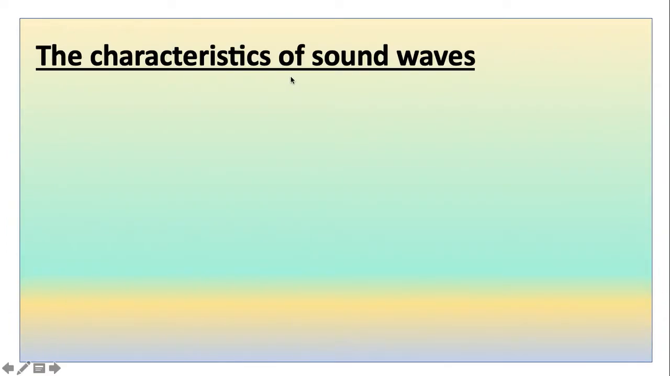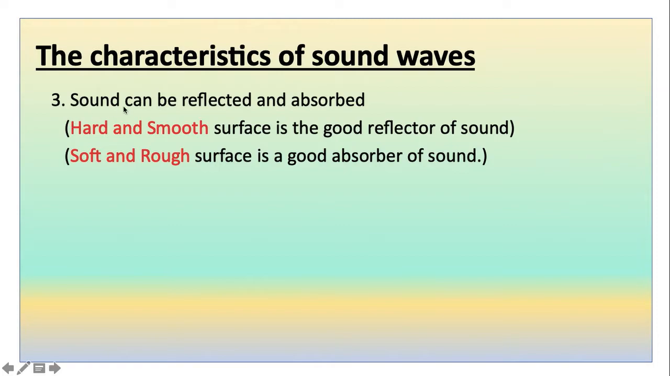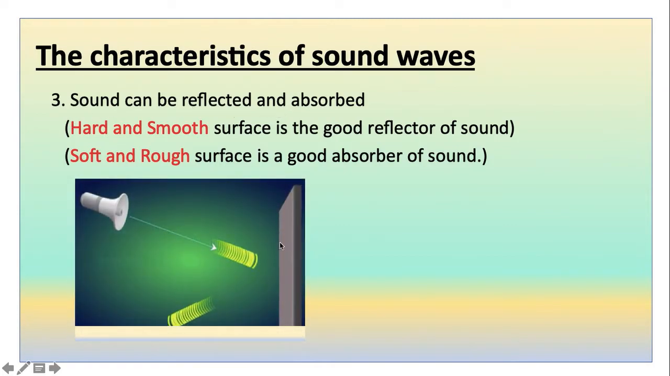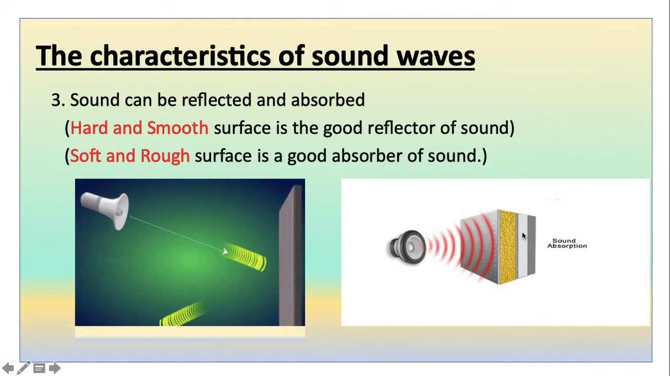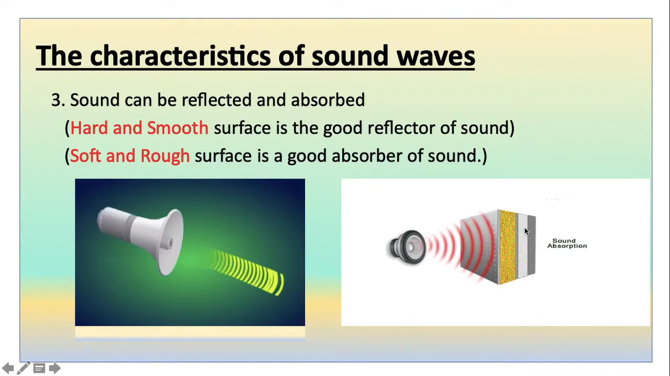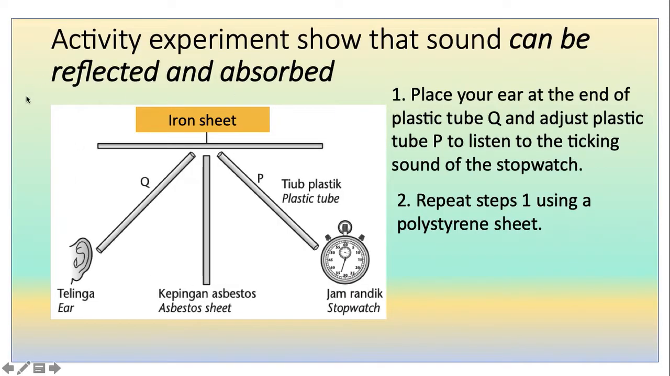The third characteristic of sound wave is sound can be reflected and absorbed. A hard and smooth surface is a good reflector of sound, while a soft and rough surface is a good absorber of sound. This activity experiment shows that sound can be reflected and absorbed.